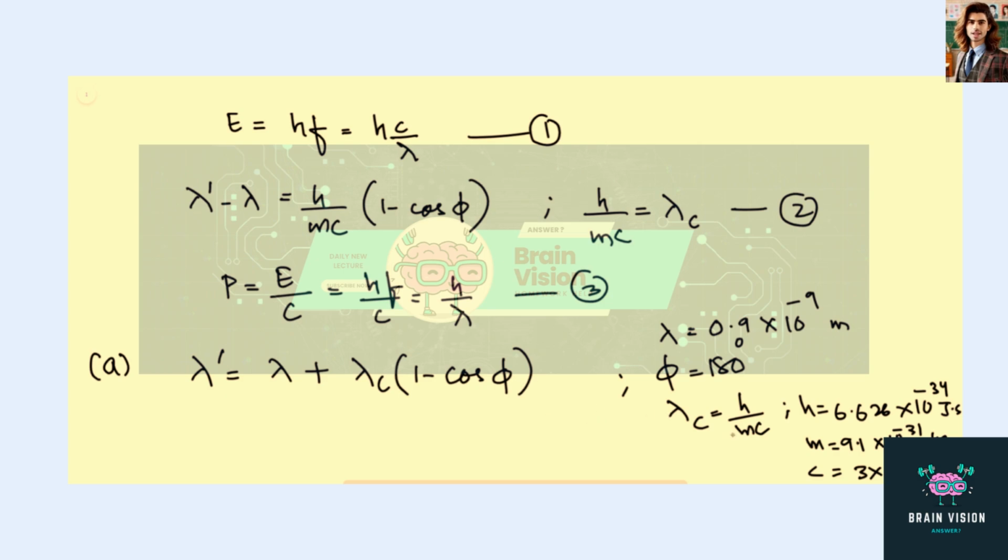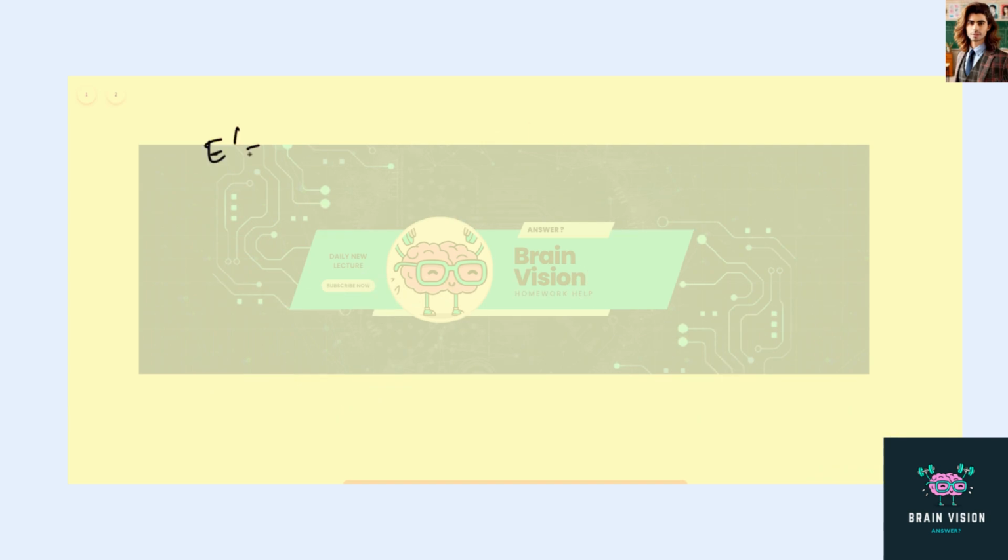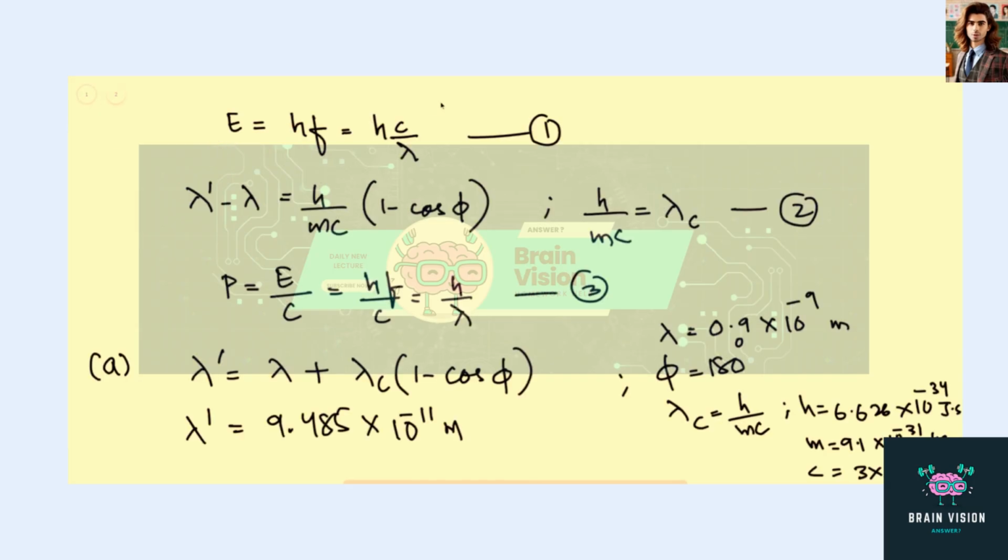So now we can substitute all these values over here, and that gives us lambda dash to be 9.485 times 10 to the power minus 11 meters. So now that we have lambda dash, which is the wavelength of the scattered photon, we can use equation 1 in order to find the energy of the scattered photon. So E dash is hc over lambda dash. So we are using equation 1 over here.